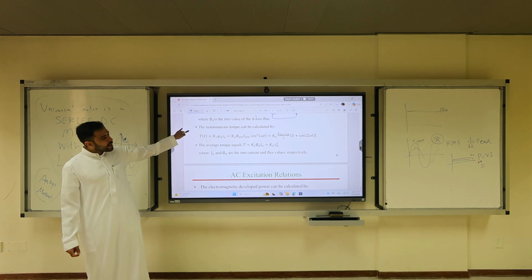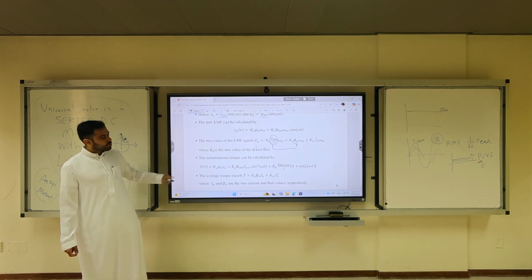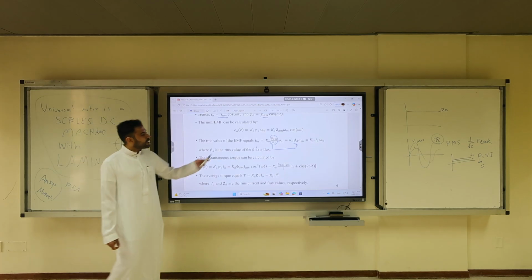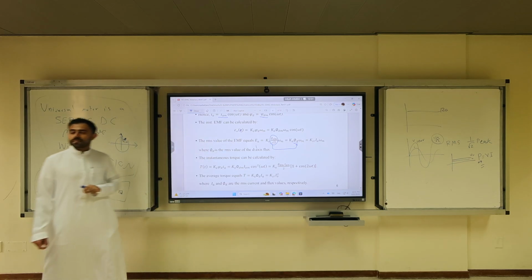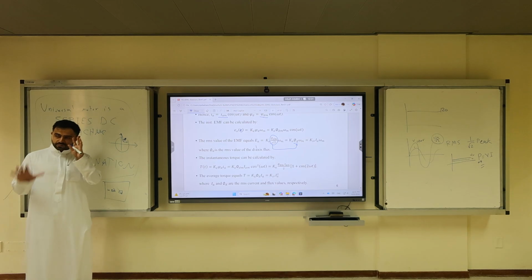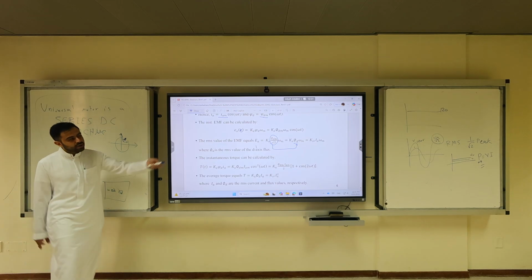So why am I doing the RMS? We do RMS because we don't want to write this as a function of time. When you do your calculations, you freeze the time and you take the RMS. Similar argument over here.